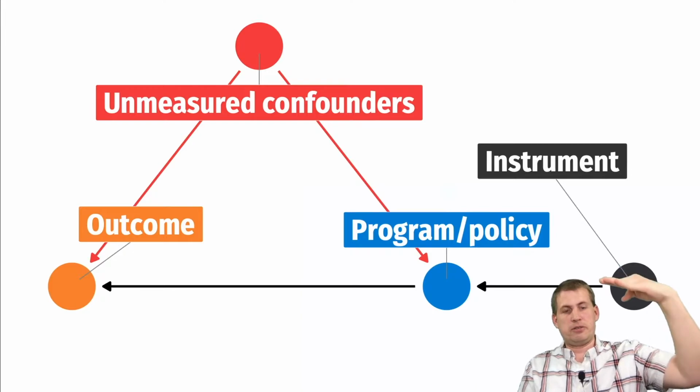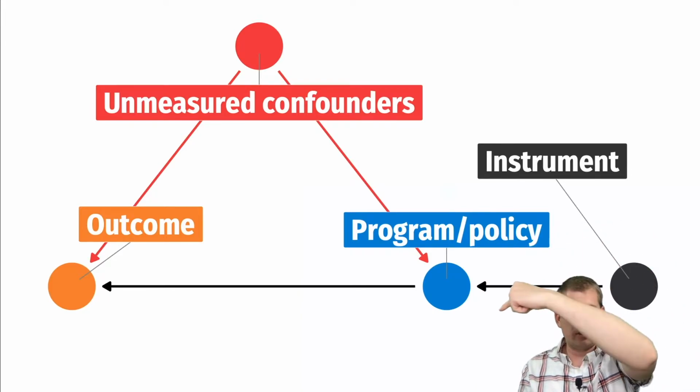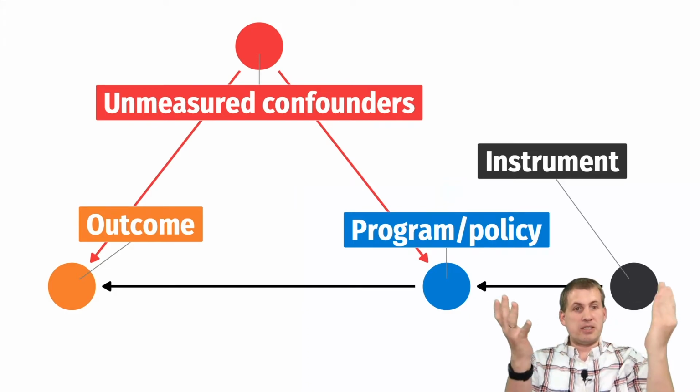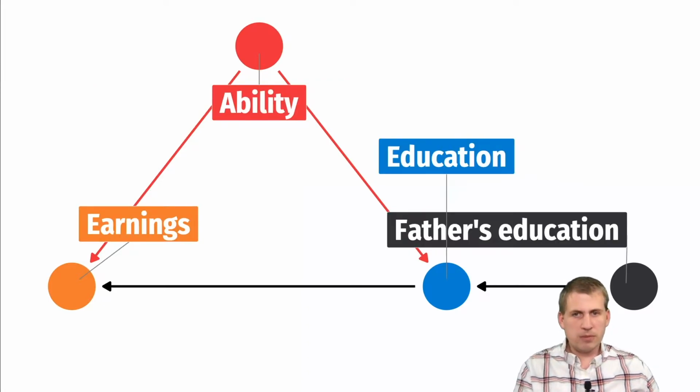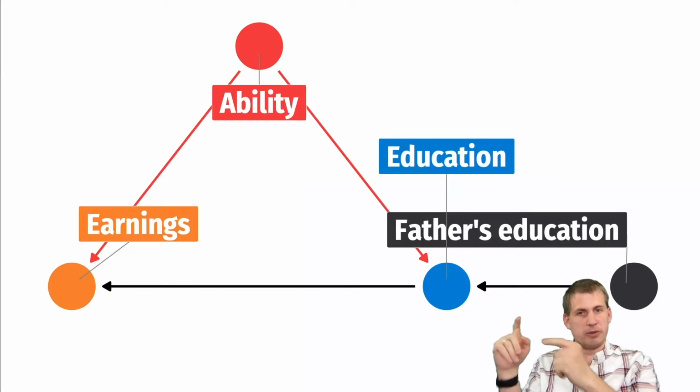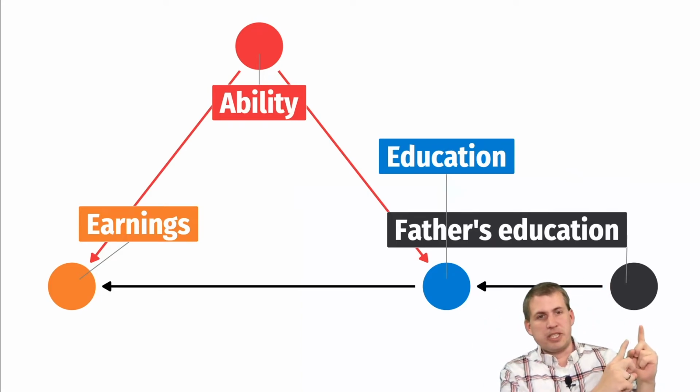There's no other arrow that goes directly from here to outcome or from here to a different node to outcome. And so this is the instrument in a DAG. So if we look at the education example we've been talking about, we have education and earnings. We have this unmeasured ability, but we also have this potential instrument here, which is father's education.